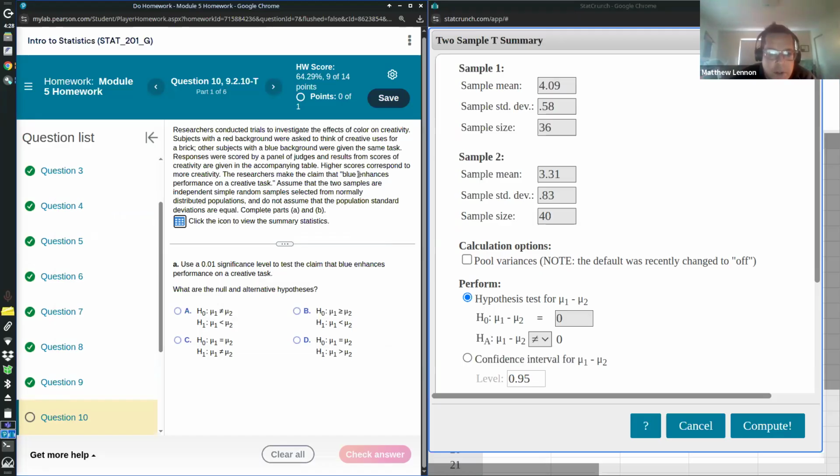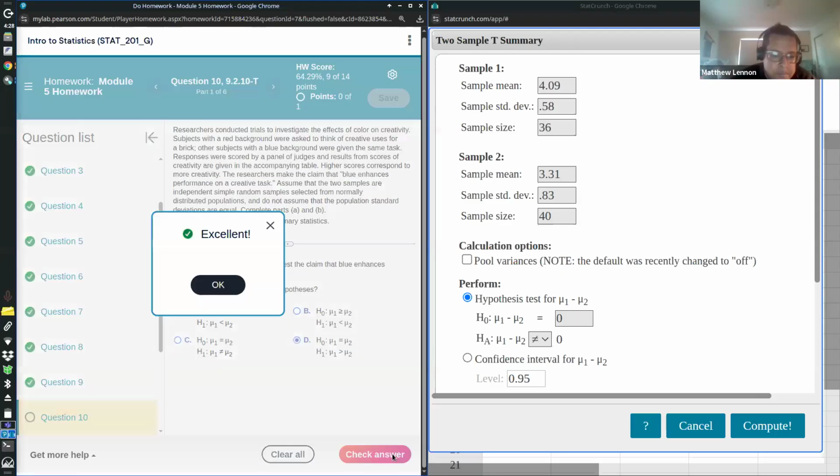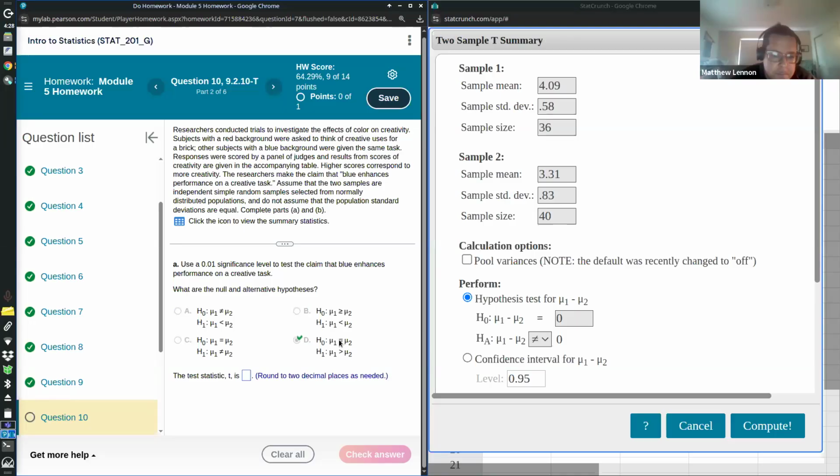Researchers make the claim that blue enhances performance on a creative task. So that means blue should be greater than is what we're testing. So test the claim that blue enhances. Notice that we're doing a level of 0.01, so it's a small significance level, which means the confidence level needs to be 0.99. So we need equal and greater than. Okay, so the hypothesis test equal, make sure to switch this to greater than.